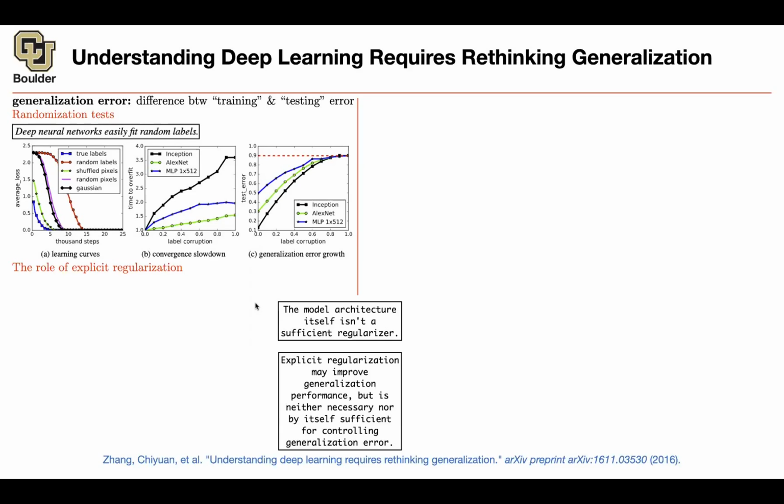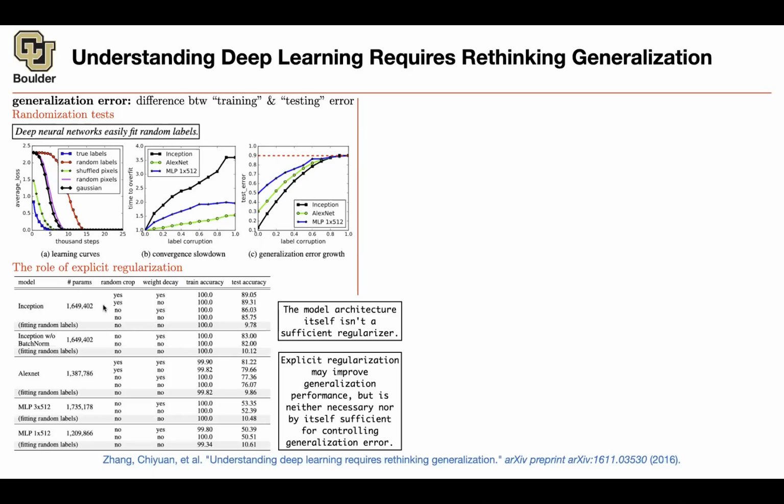Now, the other observation: the question was, how about regularization? Usually we have early stopping in our networks, we have dropouts. These are explicit regularization. Yes, the observation is that they may improve generalization performance, but it is neither necessary nor sufficient for controlling generalization error. Yes, it helps, but it's not sufficient, and it's not necessary.